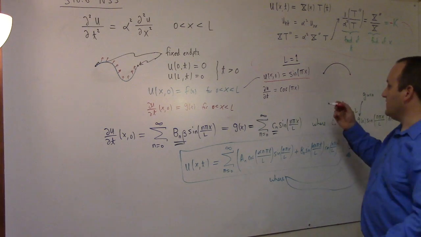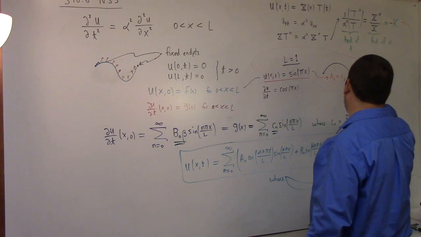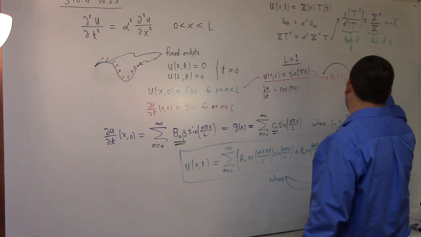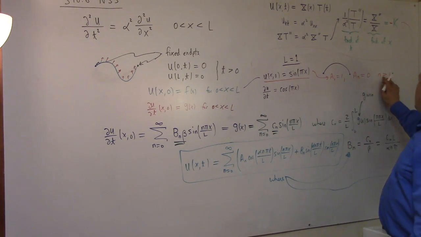Right, so this basically tells me a sub 1 equals 1, a sub n is equal to 0 for n greater than 1. I can't do math. Greater than 1.